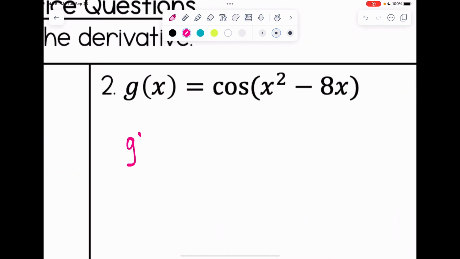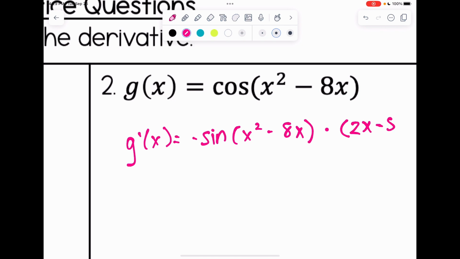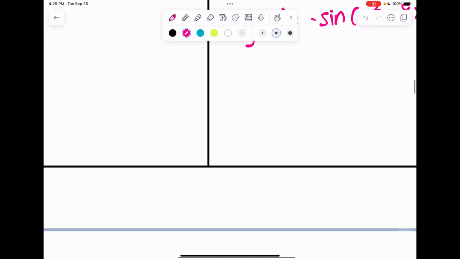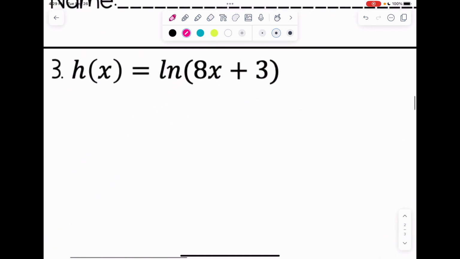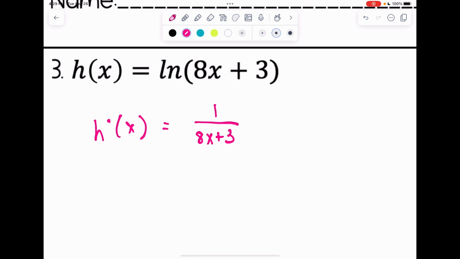Number 2, the derivative of the outside, so the derivative of cosine is negative sine. Keep the inside the same, but we are going to multiply by the derivative of the inside, which is 2x minus 8, and there is our derivative of g. Number 3, h of x is equal to ln of 8x plus 3. Okay, derivative of the outside, the derivative of ln is 1 over whatever you're taking the natural log of. And then we're going to multiply that by the derivative of the inside, which is 8. And if we want, we can rewrite this as 8 over 8x plus 3.